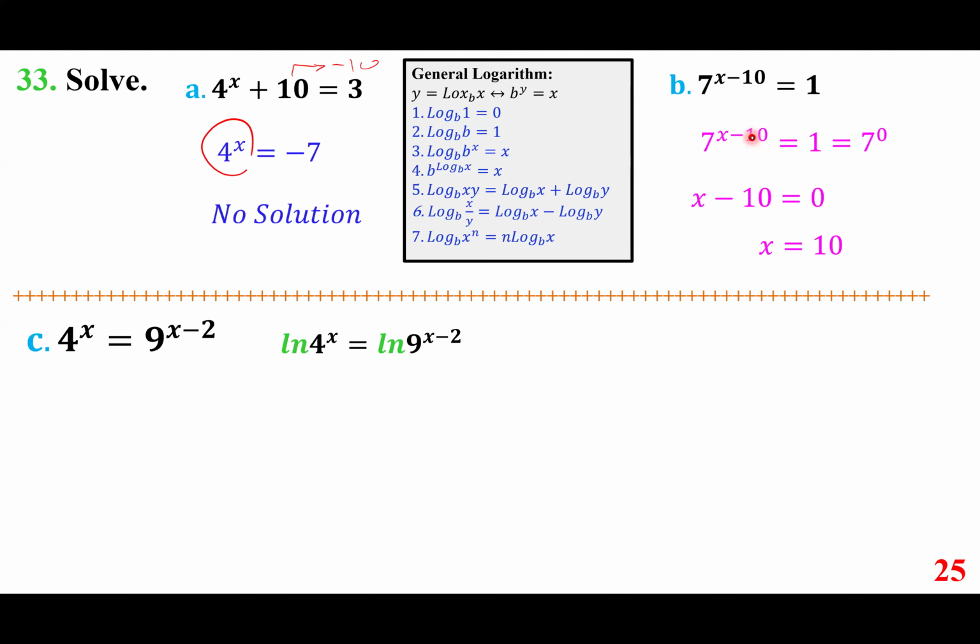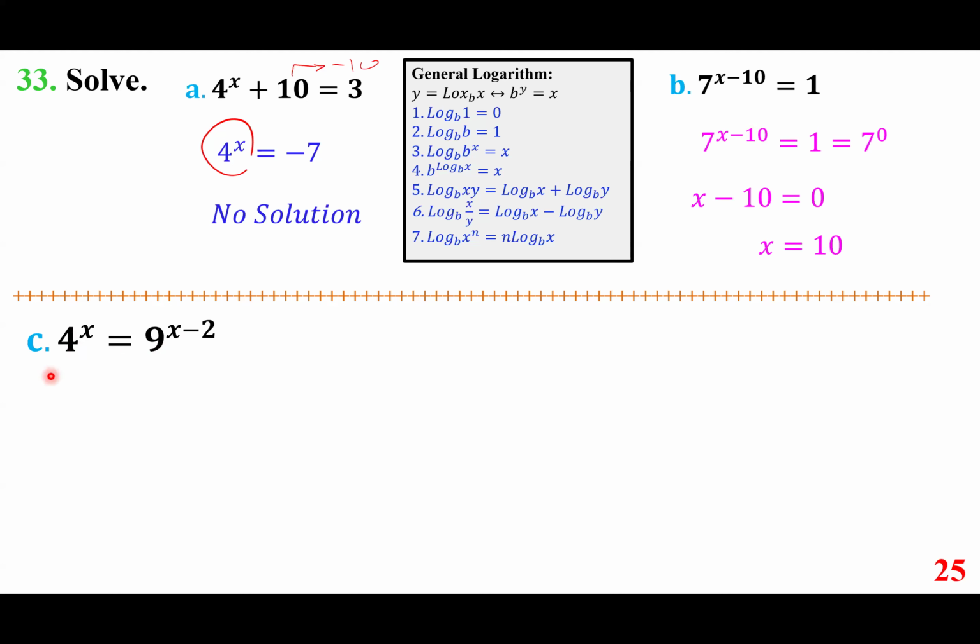Four to the power of x is 9 to the power of x minus 2. And to solve that, we want to come up with the same base. We can't. So for 4 and 9, there is no way to come up with the same base. In this case, I have to take a log. Because I have to take the log, I look at the base.